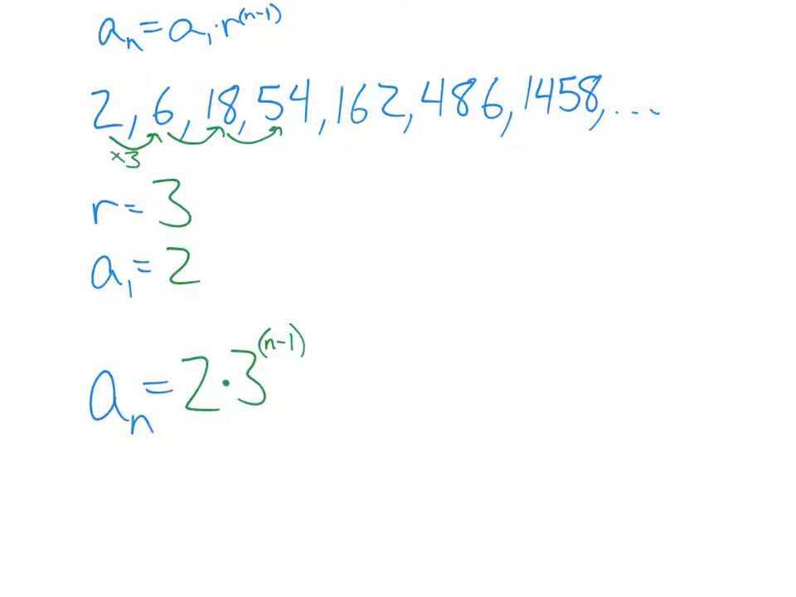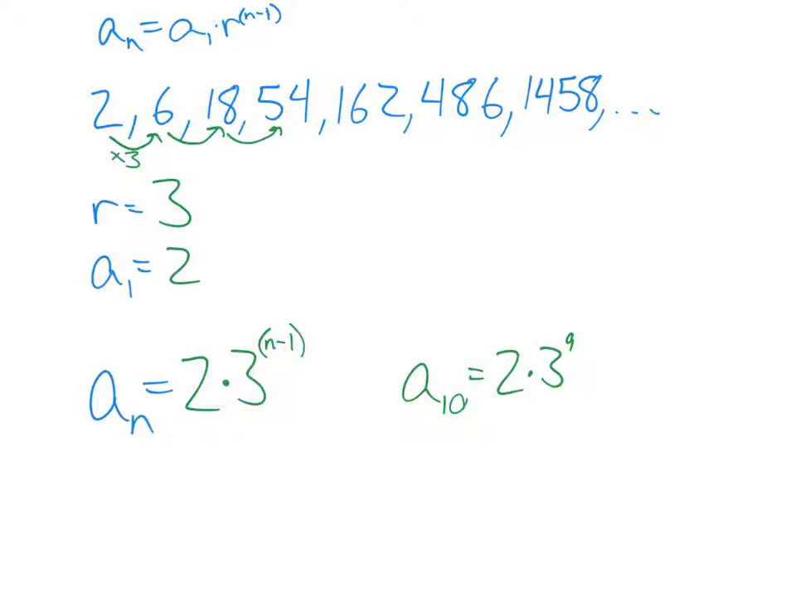So if we want the 10th term, 2 times 3 with the 9 at the top, it would be 2 times 3 to the 9th power. Because n minus 1, so it's 10 minus 1. So that's how you get the exponent of 9. Alright. Okay?